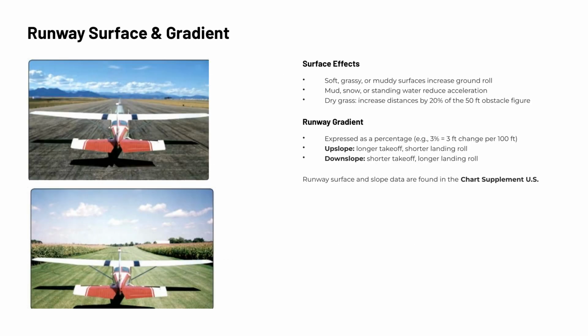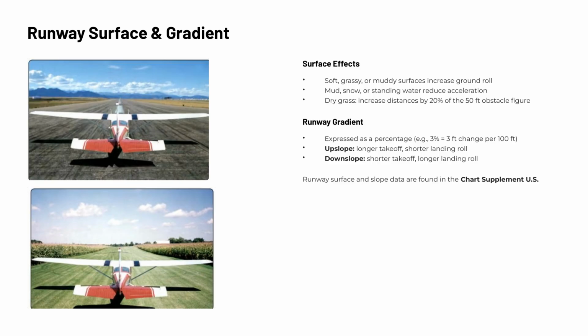Runway surface and gradient are 2 environmental factors that can significantly affect your takeoff and landing performance, and both deserve careful consideration during your pre-flight planning. Starting with surface effects, any surface that isn't a firm, dry, paved runway will increase your ground roll. Soft, grassy, or muddy surfaces create additional rolling resistance under the tires, which reduces acceleration and extends the distance needed to reach flying speed. Standing water, snow, and mud compound this further. As a practical rule, when operating from dry grass, you should increase your distances by 20% of the 50-foot obstacle clearance figure from your performance charts.